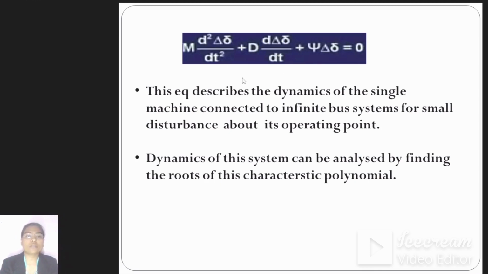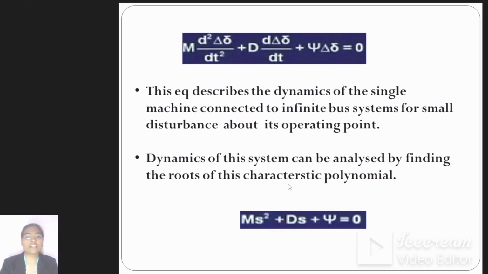So this above equation describes the dynamics of the single machine connected to an infinite bus system for a small disturbance about its operating point. The dynamics of this system can be analyzed by finding the roots of this characteristic polynomial. This is a second order polynomial equation, and when we find the roots, we can classify whether our system is stable or unstable at this operating point.